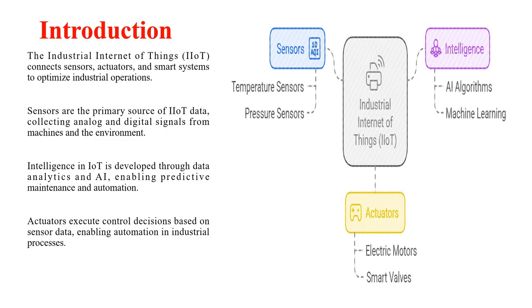The Industrial Internet of Things is the application of IoT technologies in industrial settings such as manufacturing, engineering and automation. Industrial IoT connects machines, sensors and software to optimize operations, improve efficiency and enable real-time decision making. The core elements of industrial IoT include sensors, actuators, data analytics and connectivity.